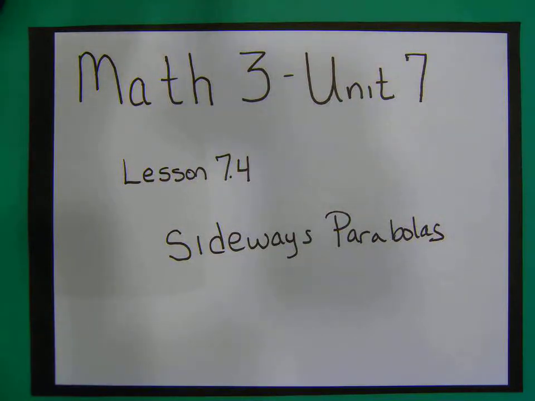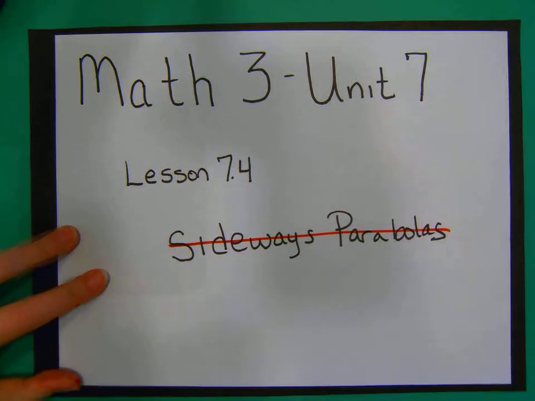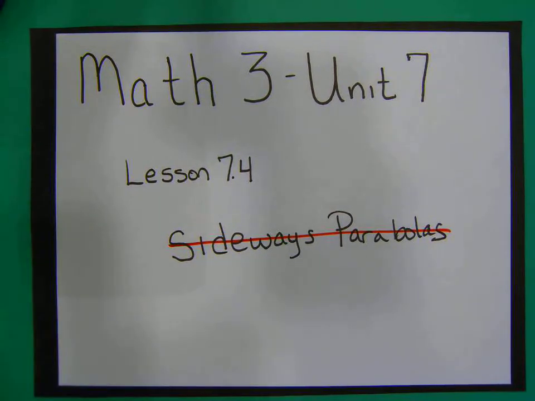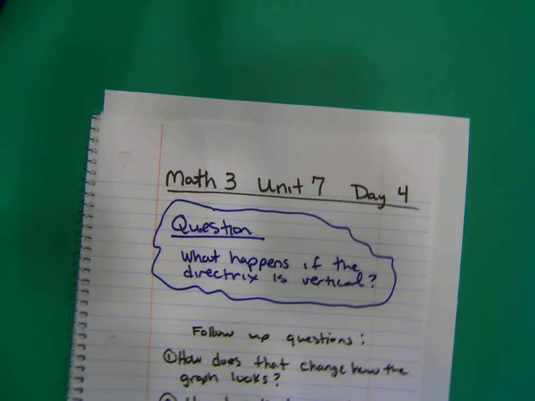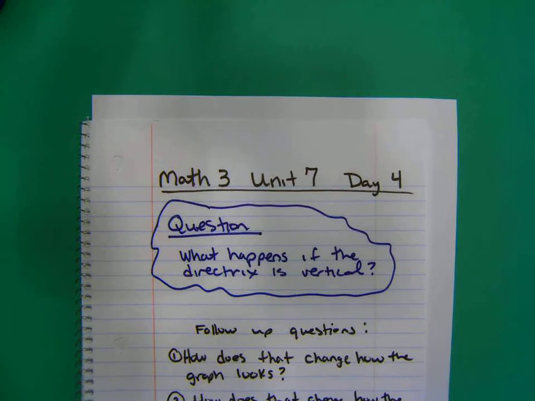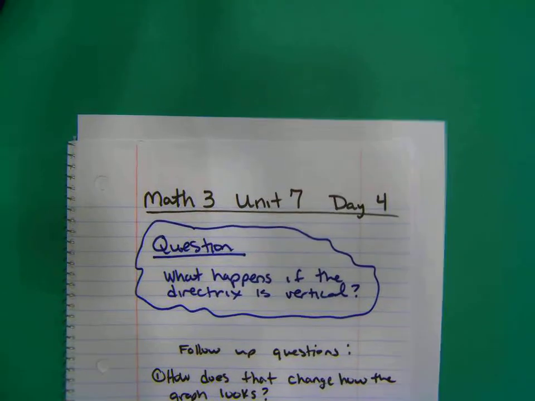Hello, today we're going to be talking about Math 3, Unit 7, Lesson 7.4, which is going to be about sideways parabolas. But my first piece of advice to you is to not let the kids know that. Let's just start with, in general, a question: what happens if the directrix is vertical?